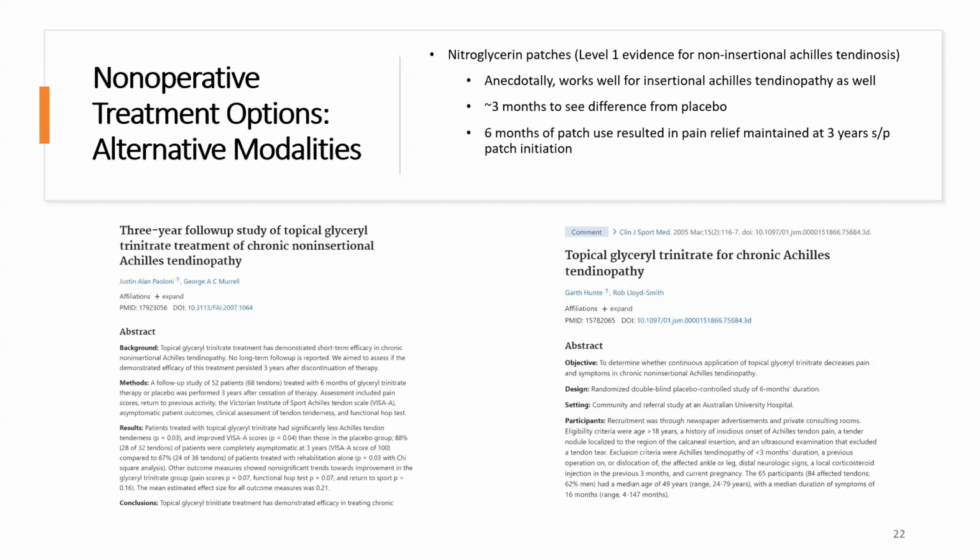Typically, what we do is have patients take a patch, cut it into quarters, and place a piece on the painful spot each day. They place it in the morning and take it off before bed at night. It typically takes about 3 months to see a difference compared to the placebo in these studies. But we've found that 6 months of using this patch can result in maintained pain relief out to 3 years after patch initiation. Why 3 years? Because that's how long it's been studied so far. It may last even longer than 3 years, but we just don't know based on the literature that's been performed already.